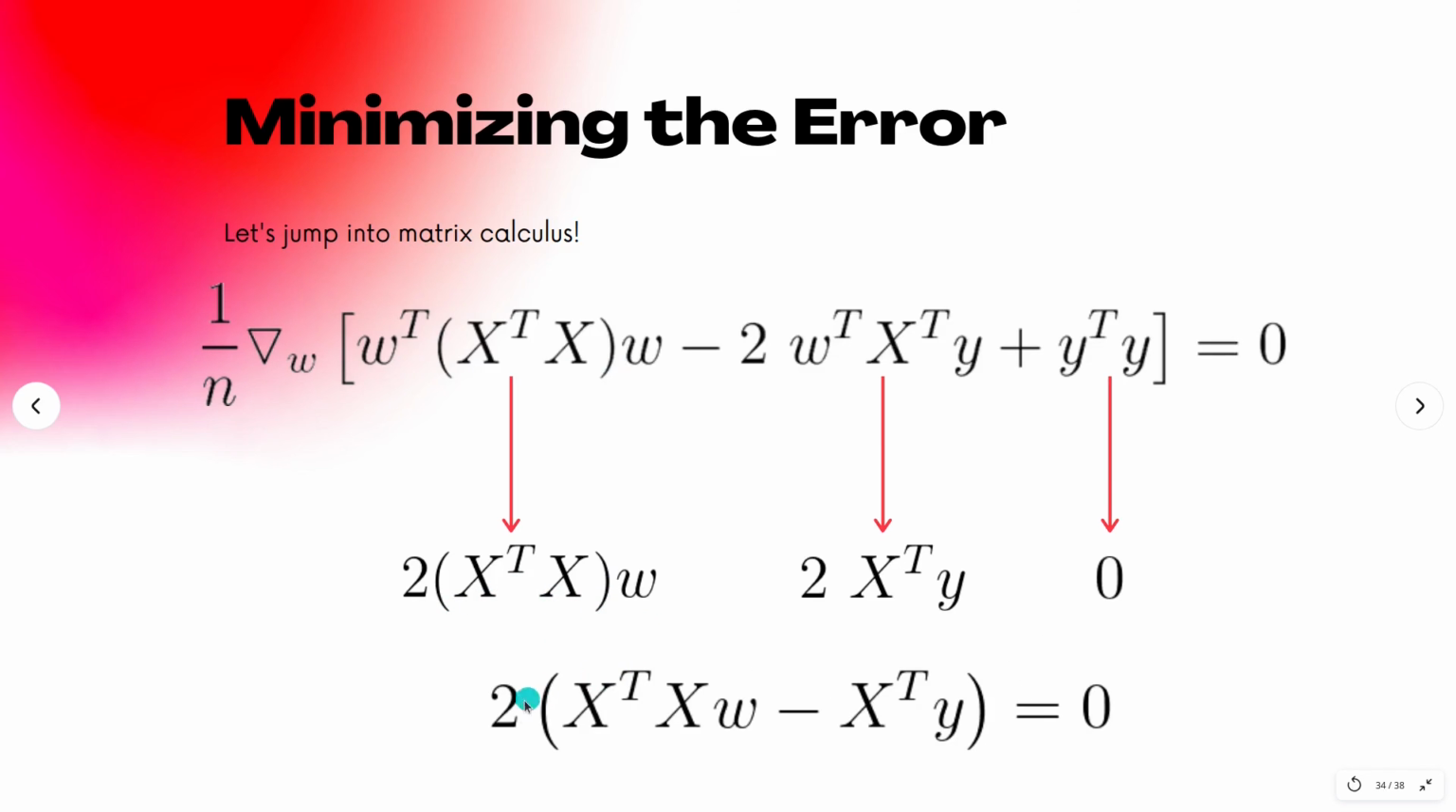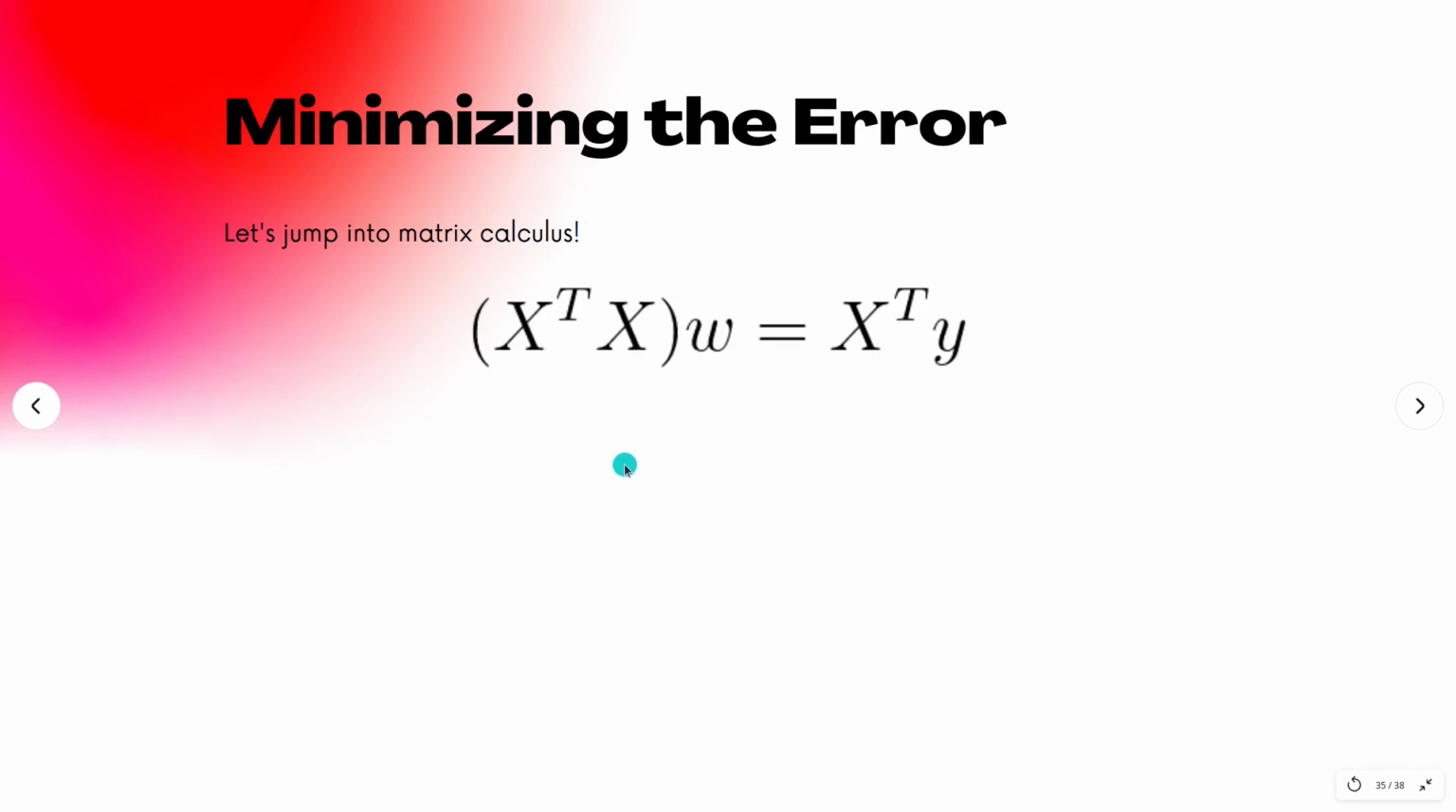So now what have we got? What we have got is 2 times x transpose x w minus x transpose y is 0. That's nothing but x transpose x w is equal to x transpose y. Now again ask this question. As we already saw, x is an n cross d matrix. x transpose x is a square matrix of dimension d cross d. Can we take the inverse now?